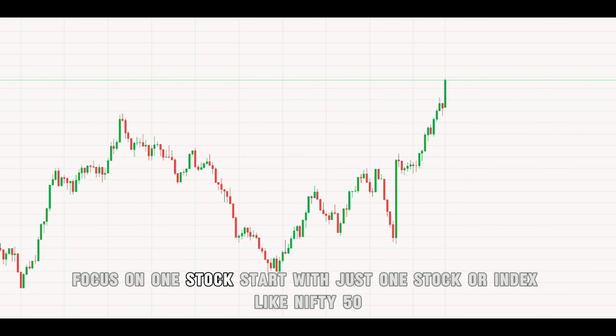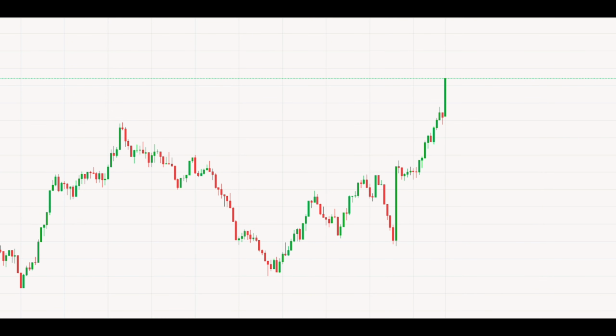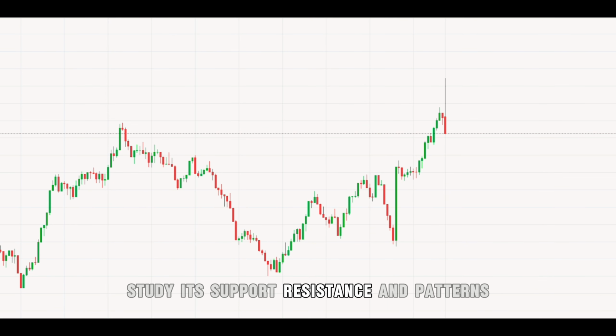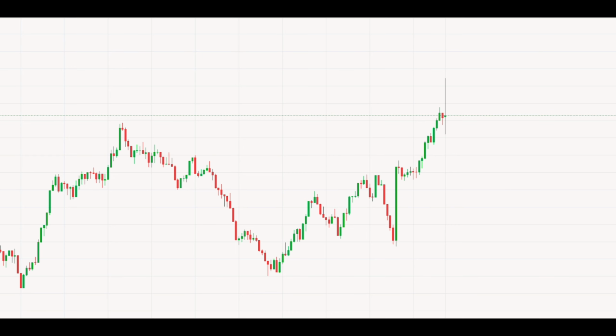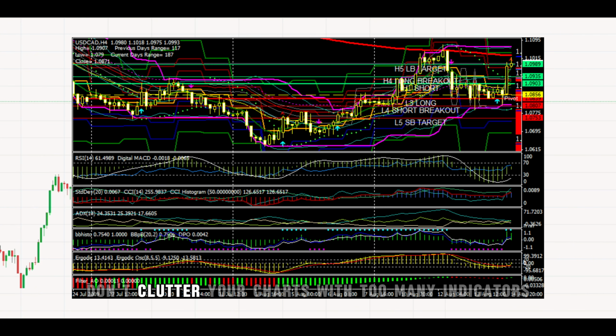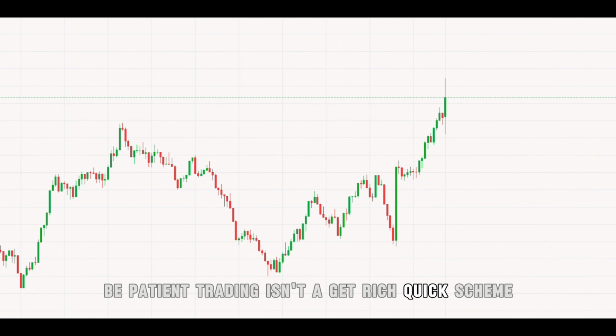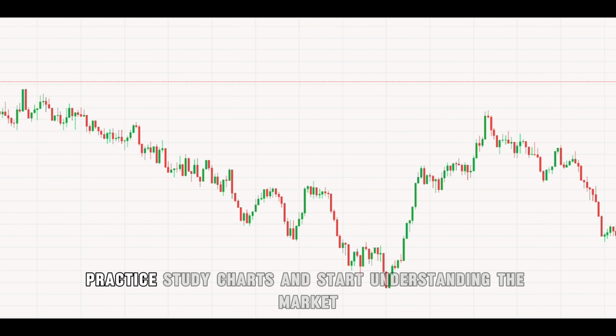Focus on one stock. Start with just one stock or index like Nifty 50. Study its support, resistance, and patterns. Keep it simple. Stick to 2 to 3 candlestick patterns or concepts. Don't clutter your charts with too many indicators. Price action is enough. And most importantly, be patient. Trading isn't a get-rich-quick scheme. Practice, study charts, and start understanding the market.